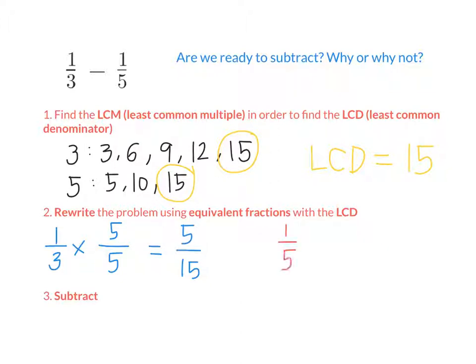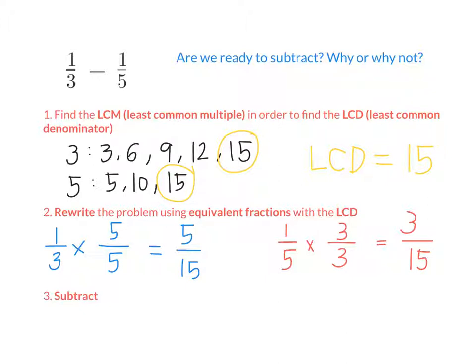Let's try the next one. 1/5 can be multiplied by some version of 1 so that I end up with an equivalent fraction using the units 15ths. Aradna, what version of 1 should I multiply by? 3/3, which tells me that 1/5 is equivalent to 3 15ths. Very nice.